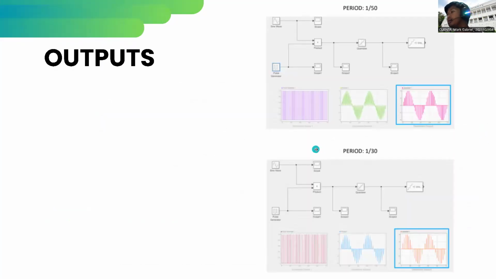So moving on to the additional activity that was sent to us. We must observe the following changes of the different parameters.